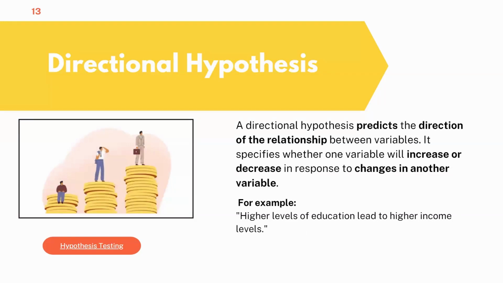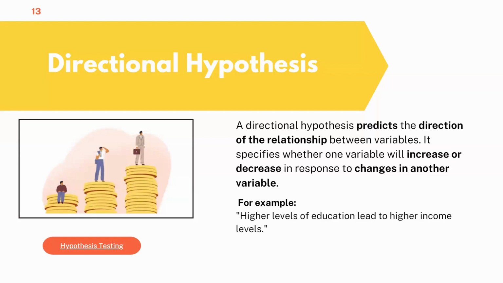And the next one is the directional hypothesis. A directional hypothesis predicts the direction of the relationship between variables. It specifies whether one variable will increase or decrease when another changes. In simple terms, it says what kind of effect you can expect to see, and in which direction.